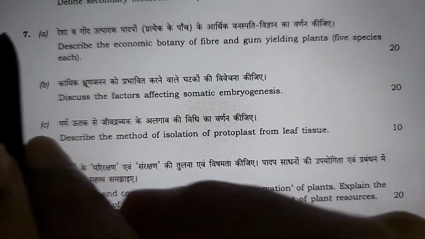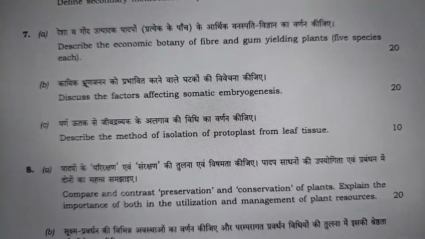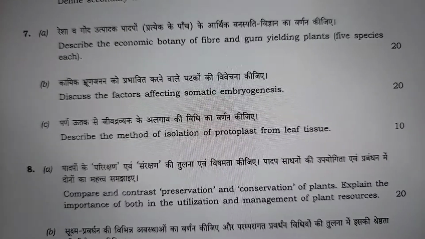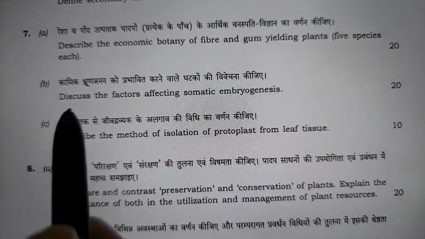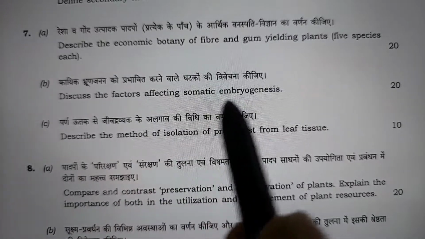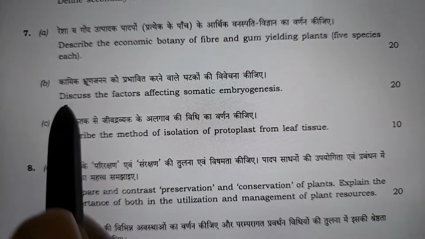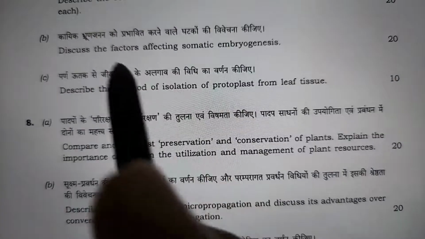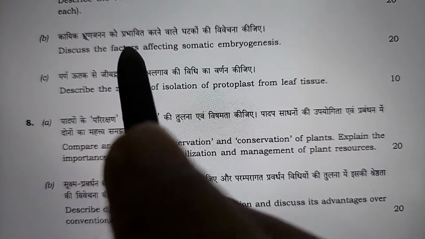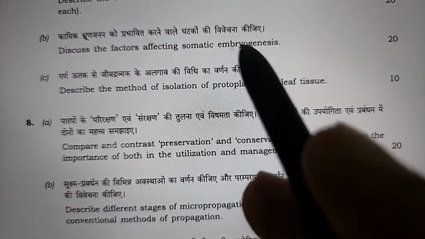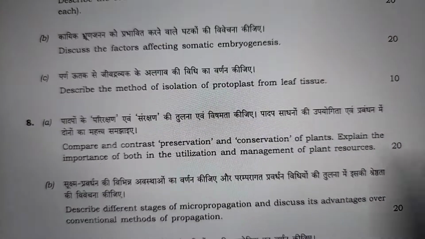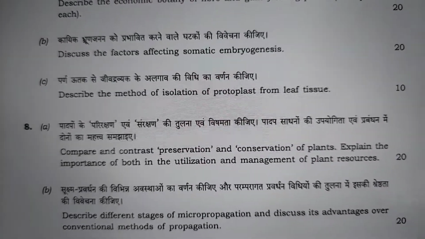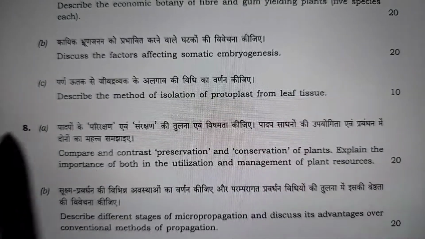Question number 7 is also having 3 options. The first one is describe the economic botany of fiber and gum yielding plant, 5 species, example, 20 marks. Discuss the factors affecting somatic embryogenesis. This one is asking about somatic embryogenesis and the factors affecting it, 20 marks. Option C is describe the methods of isolation of protoplast from leaf tissue. This one is 10 marks.